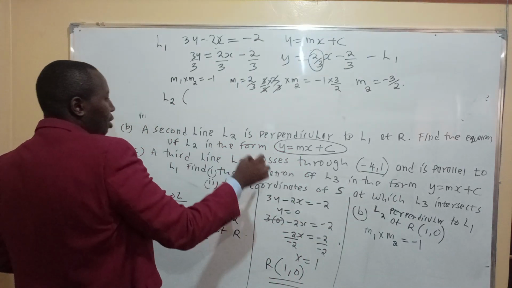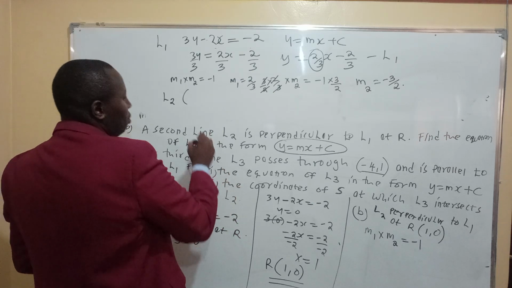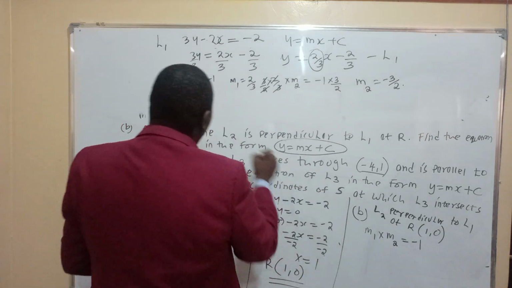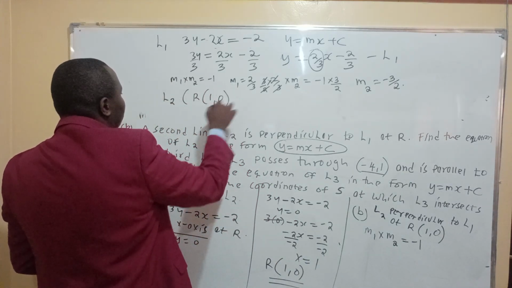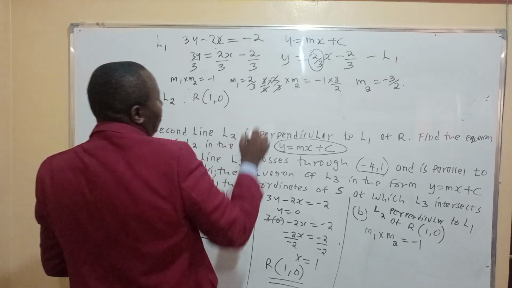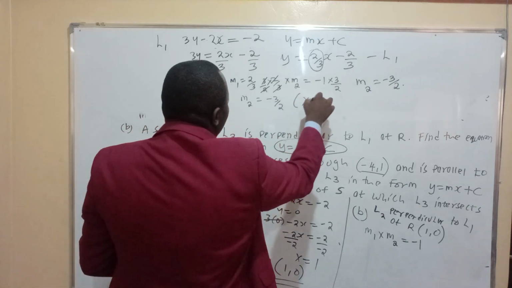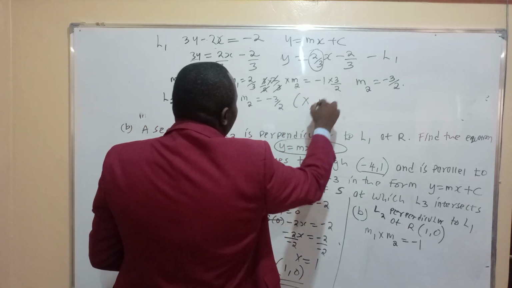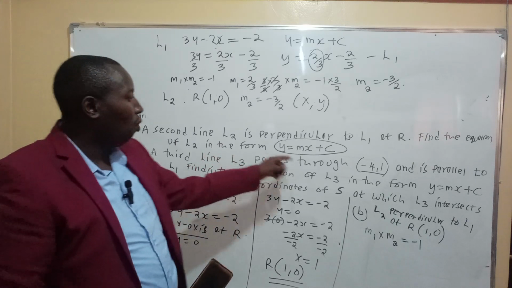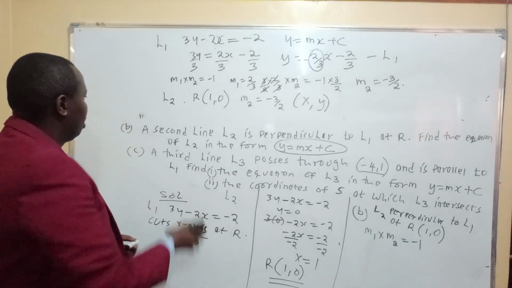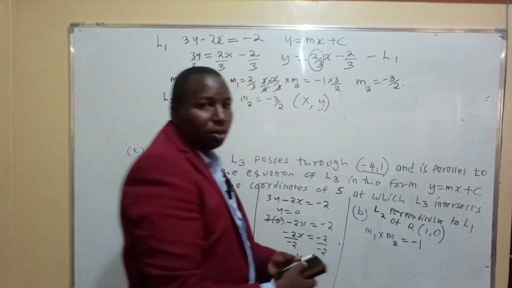So we already have the gradient, and now we have the point that R2 passes through. R2 passes through R, which is (1, 0), and is perpendicular. Our M2 is -3 over 2, where M2 in this case represents the gradient. We are told to write it in the form y equals mx plus c. So let's see how to get the equation of L2.